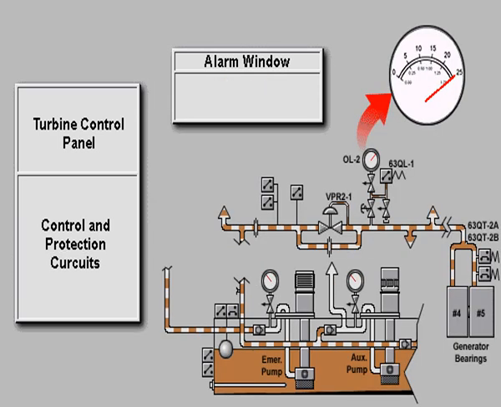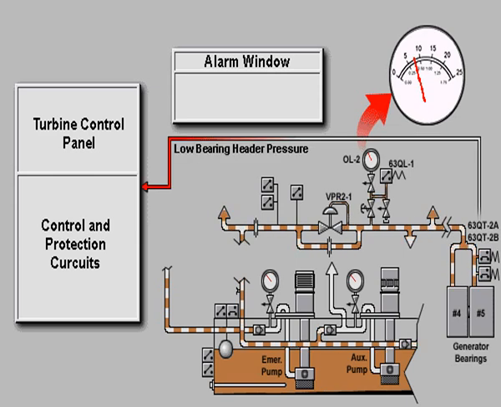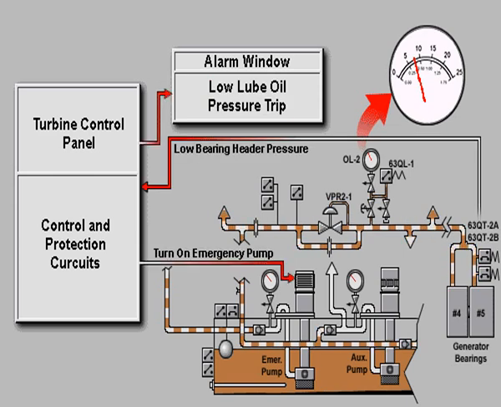During turbine operation, pressure trip switches 63QT-2A and 2B monitor the lube oil pressure in the bearing header at the back of the generator farthest from the lube oil pumps. If pressure trip switches 63QT-2A and 2B sense a drop in lube oil pressure below 8 psi, the emergency lube oil pump will start and the unit will trip on low lube oil pressure.